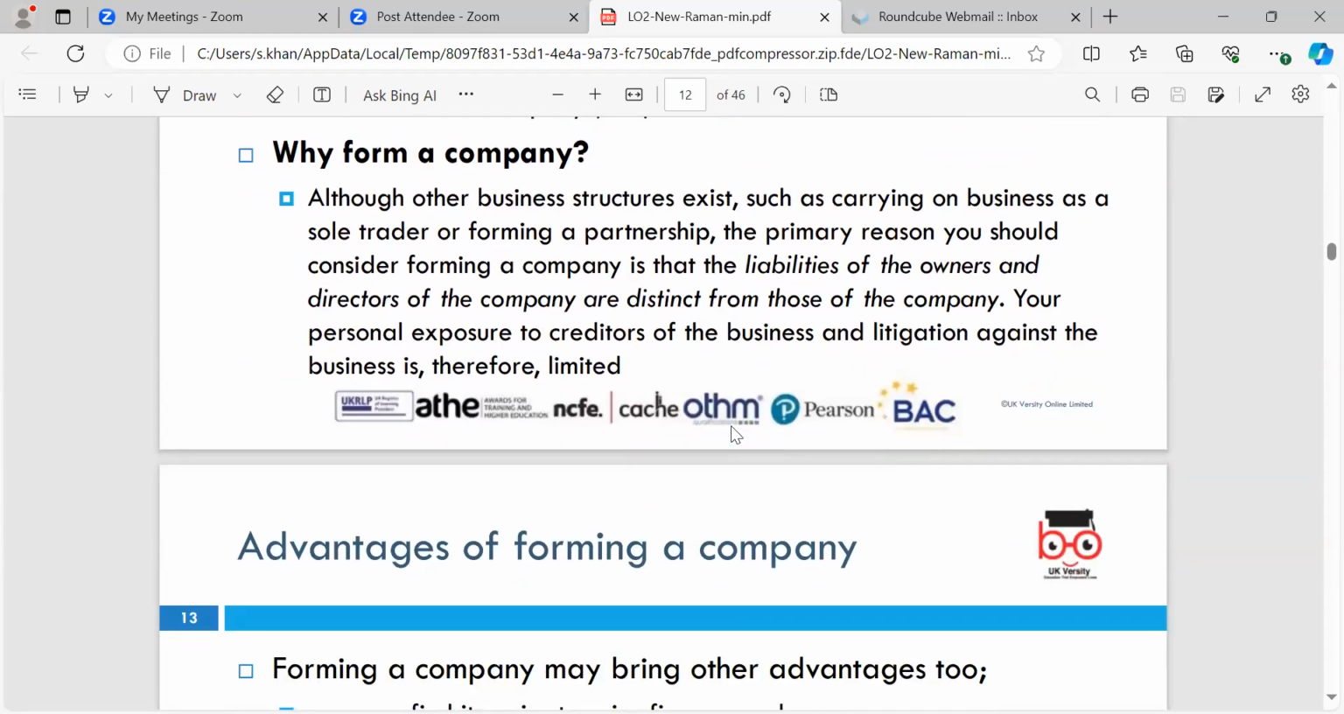Why a company is formed. Although other business structures exist, such as carrying on business as a sole trader or forming a partnership, the primary reason you should consider forming a company is that the liabilities of the owners and directors of the company are distinct from those of the company. Your personal exposure to creditors of the business and litigation against the business is therefore limited.